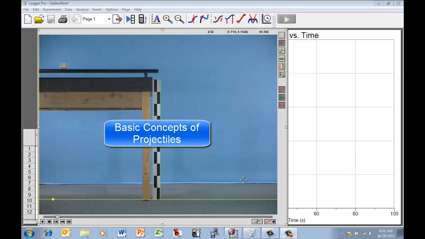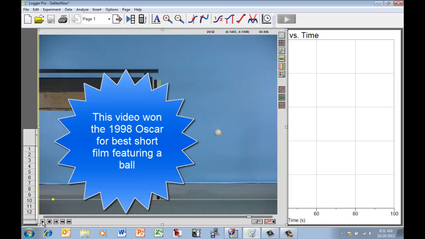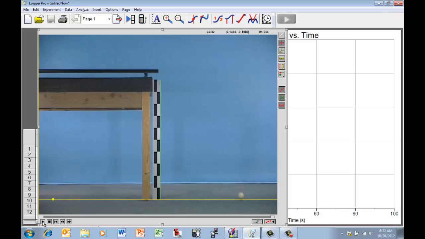In this video, we're going to examine the behavior of a projectile using a special feature of LoggerPro called video analysis. So first, let's run the movie and see what's happening here. You notice there's a ball on top of the table. Well, not very exciting, but this is an example of a projectile. Once the ball leaves the table, then it has become a projectile.